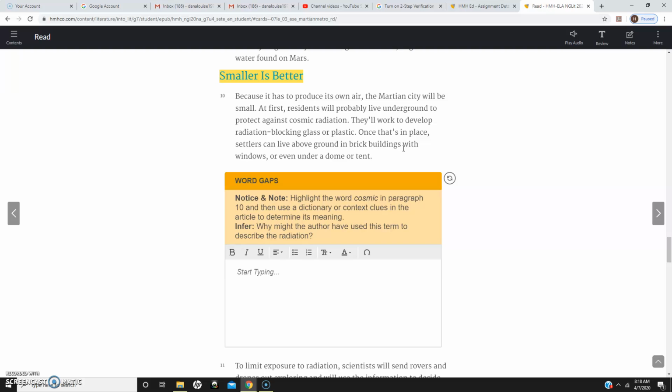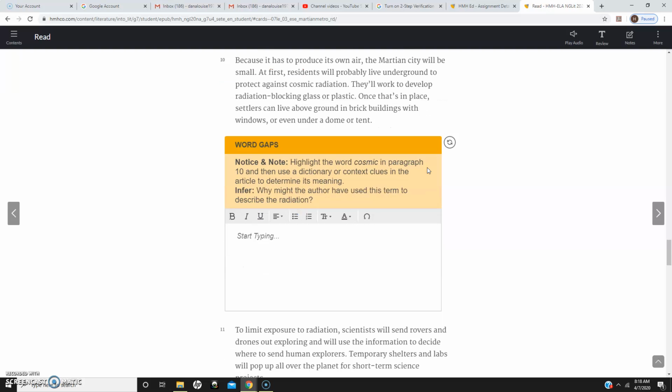Because it has to produce its own air, the Martian city will be small. At first, residents will probably live underground to protect against cosmic radiation. They'll work to develop radiation blocking gas or plastic. Once that's in place, settlers can live above ground in brick buildings with windows, or even under a dome or tent. So I'm looking at this and I have another question here.